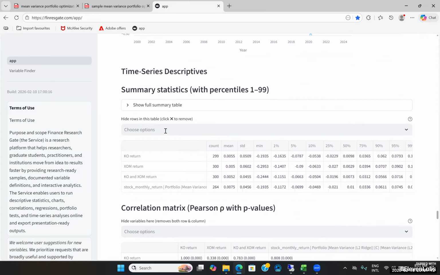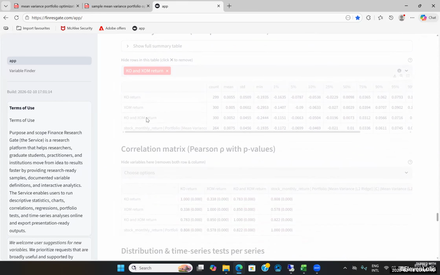Therefore, we can now examine this table. So, I'm going to disregard the simple weighting and also the average weighting approach, and instead, I will be focusing my attention on the mean variance portfolio, the one that has been optimized.